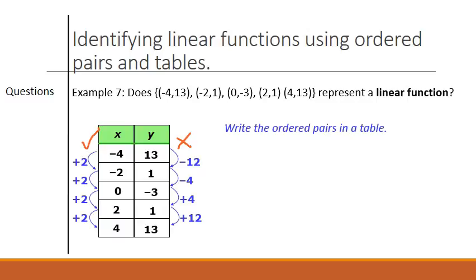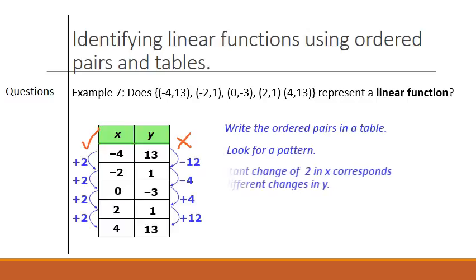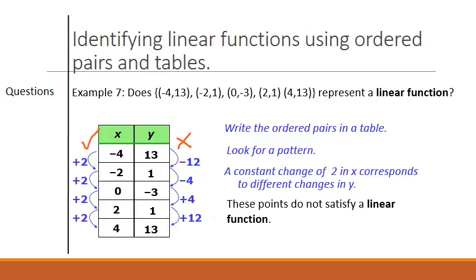So what I just annotated was I have a constant change for the independent variable, but not a constant change for the dependent variable. So my conclusion would be my pattern, I don't have it for the dependent. There's a constant change of 2 in the X, but it corresponds to a different change in the Y. Ultimately, the points do not satisfy a linear function.